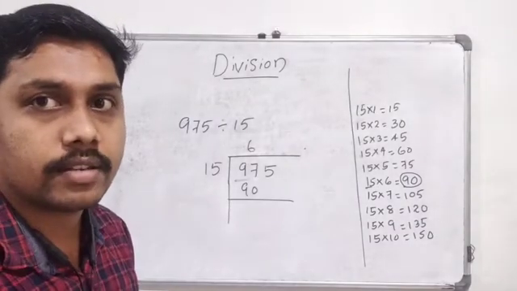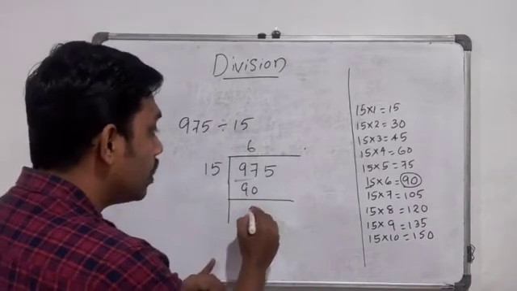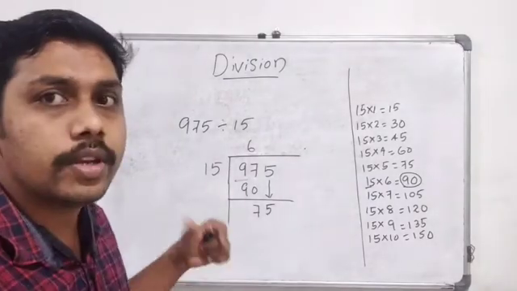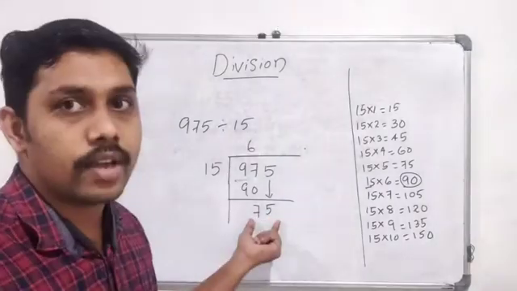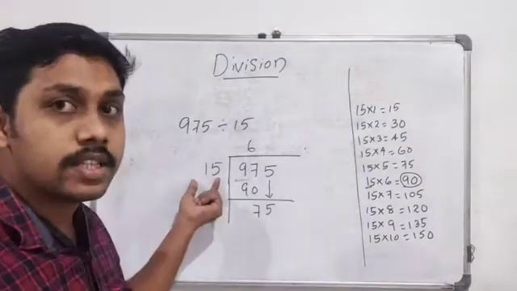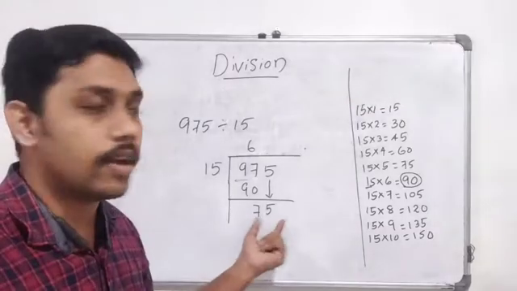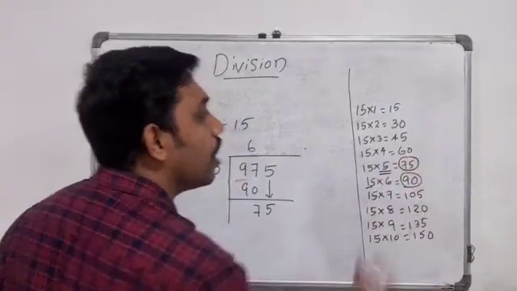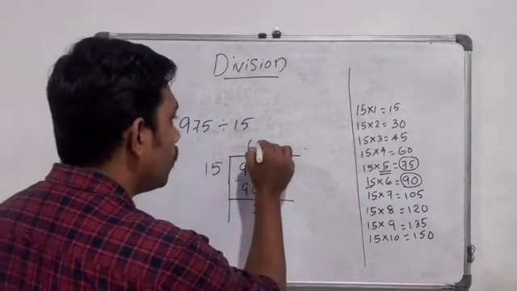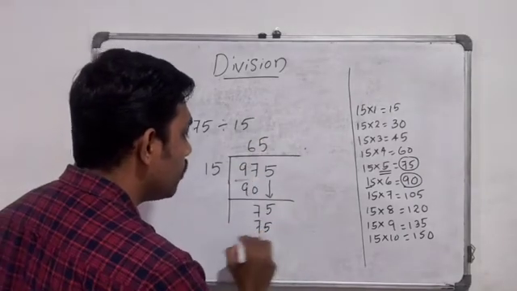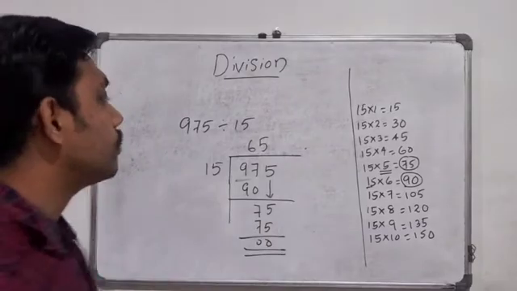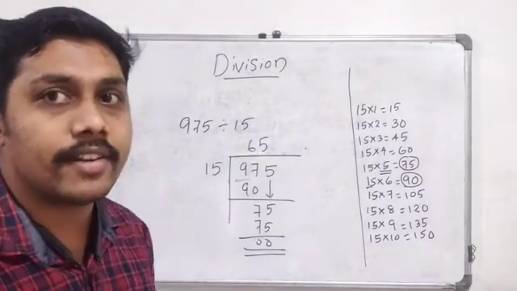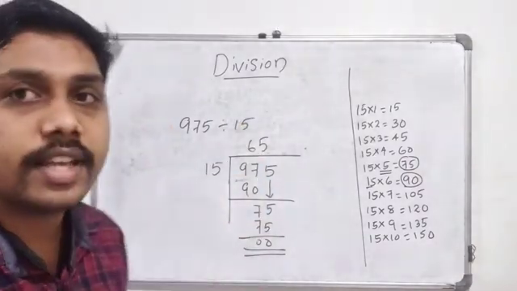And what will we do next? We will subtract. 97 minus 90 is 7. Then we bring down the next digit, that is 75. Now we need the multiple of 15 for 75. There is a multiple of 15 which is 75. We have it here, isn't it? 5 times 15 is 75. So for the first exercise question, the quotient is 65 and there is no remainder. The remainder is 0. The quotient is 65.